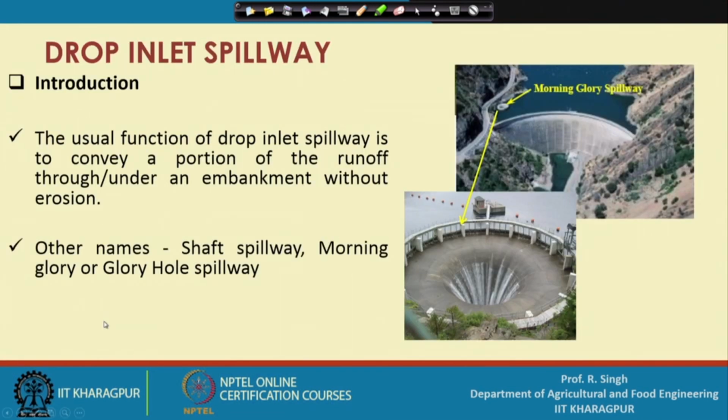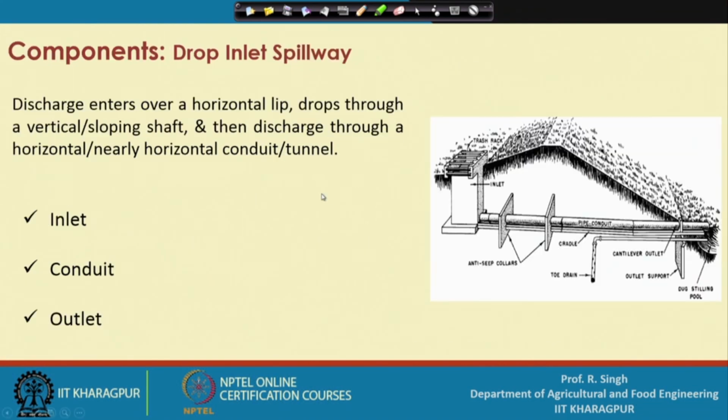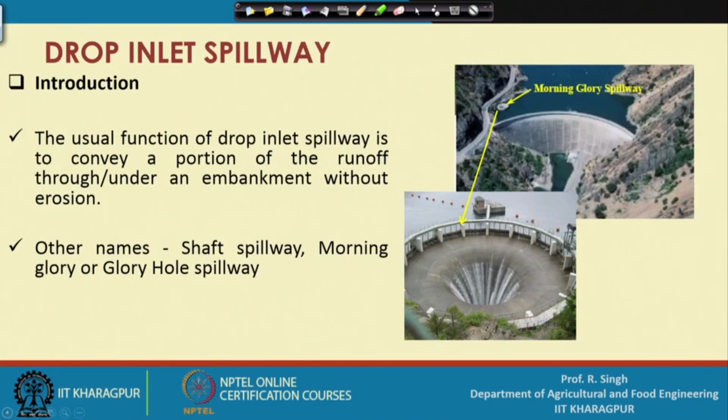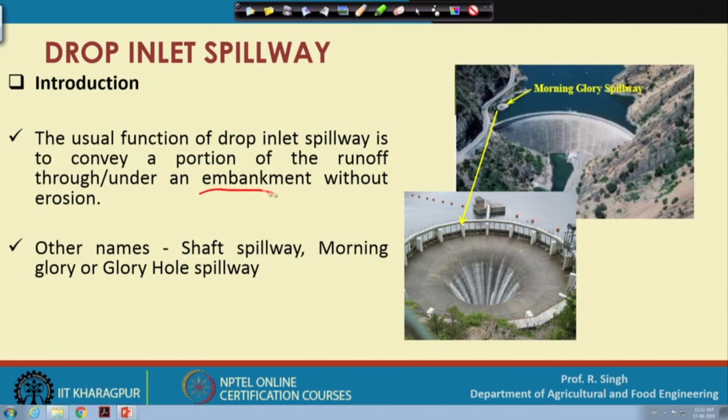So, what is a drop inlet spillway? A drop inlet spillway is a kind of spillway whose function is to convey a portion of the runoff through or under the embankment without any erosion. There are some other names for this drop inlet spillway: shaft spillway, morning glory or glory hole spillway.